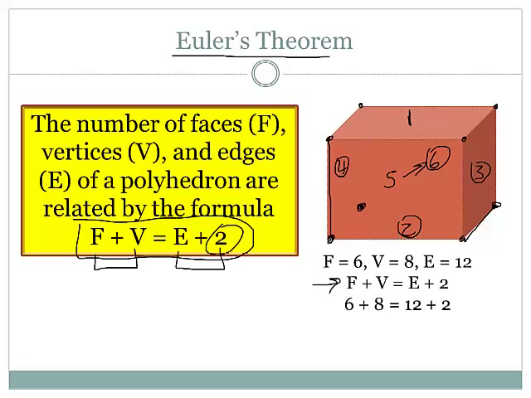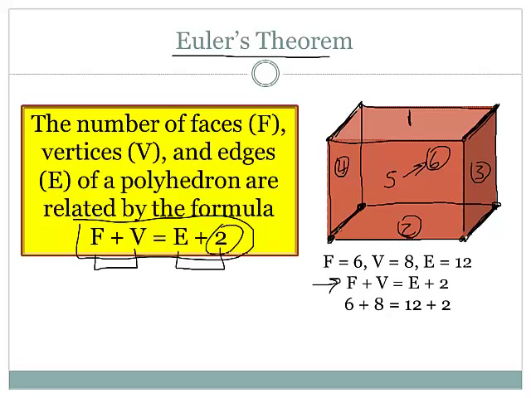Okay, for the edges, we have 1, 2, 3, 4 for the front, 1, 2, 3, 4 for the back. And then don't overcount or double count. You have 1, 2 here, and then 1, 2 here. When you add those up, you get 12. When you plug it into Euler's formula, that gives you 14 equals 14, which means that it's a polyhedron. It just proves that it's a polyhedron by this constant formula.